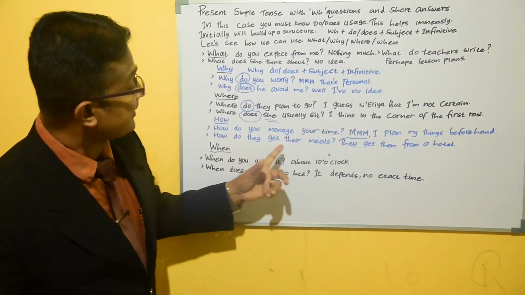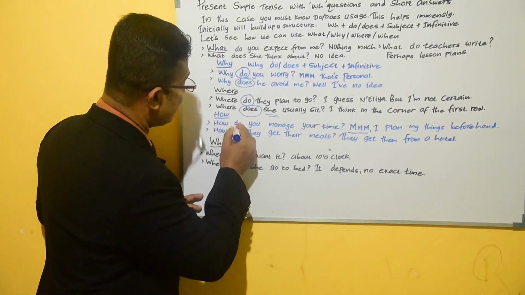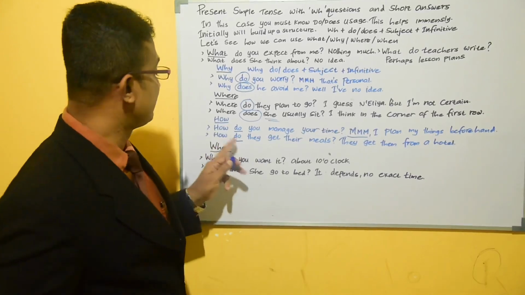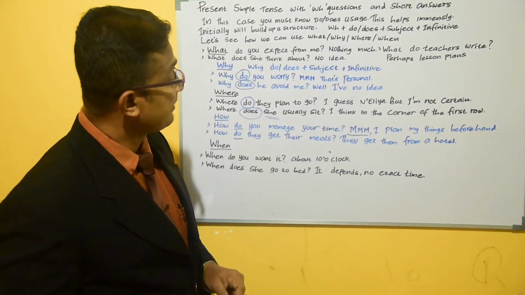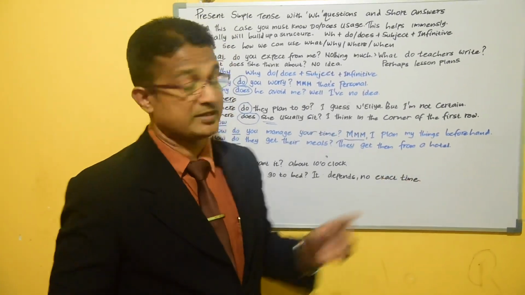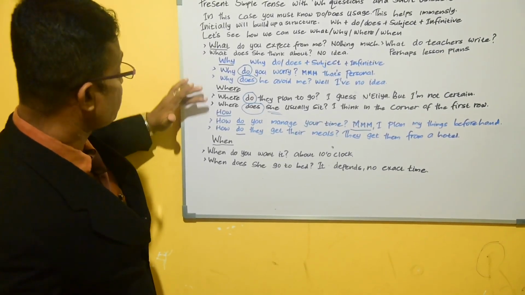How do they get their meals? It is so easy for you. You all can see how the question with do comes after the WH question. How do they get their meals? They get them from a hotel. So now we have discussed so far what, why, where, and how.